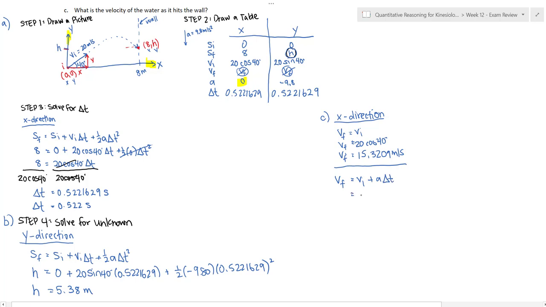So my V initial is 20 cos 40 plus A, and my A is 0, and my delta T is 0.5221629. So notice 0 times anything goes away, and I'm still left with 20 cos 40, which is 15.3209 meters per second. Okay, so regardless of how you do it, the final velocity is the same as the initial velocity, which is 20 cos 40, which calculates to be 15.3209 meters per second. So now let's do the same thing, but in the y direction.